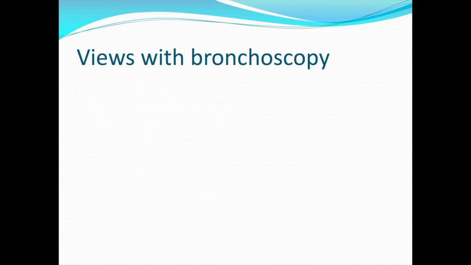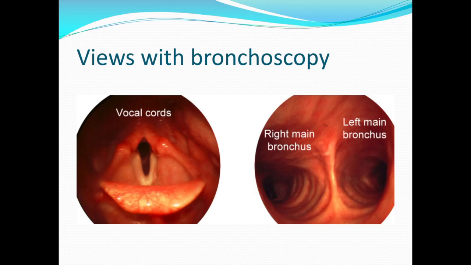Now we're going to look at some images of the views that you may see during bronchoscopy. To the left side of this image, you can see the entrance to the laryngeal inlet. At the bottom of the left side image, you can see the epiglottis cartilage, and at the top of that image, you can see the paired arytenoid cartilages. You are also able to see the pearly white of the vocal cords.